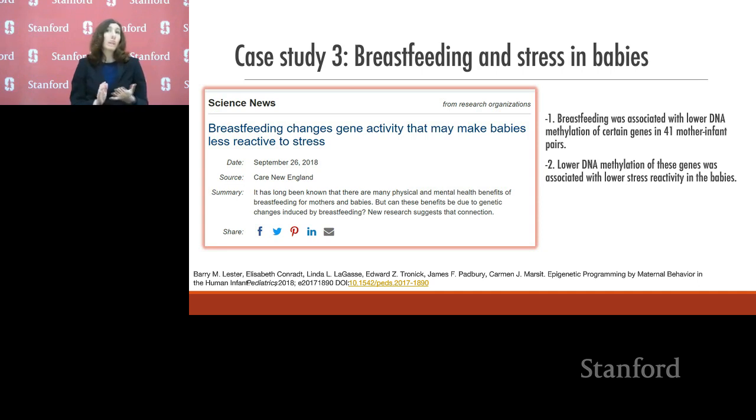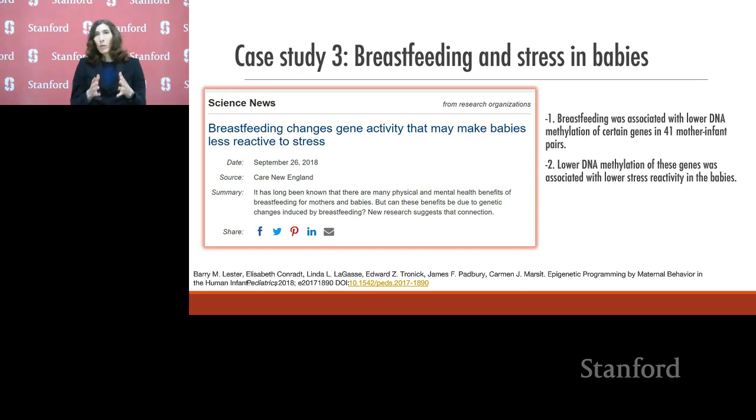It was a study on breastfeeding and stress in babies. So it's well known that breastfeeding reduces stress in babies. And the claim of this paper was that the authors had found a genetic mechanism that explained how breastfeeding might lead to lower stress in the babies. And there were two main findings.